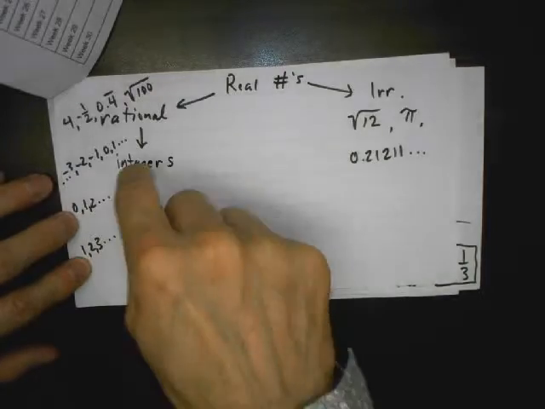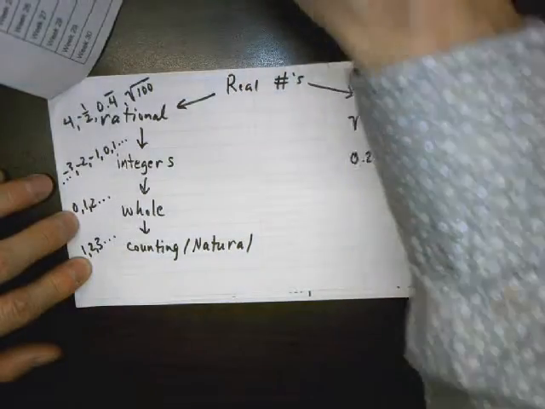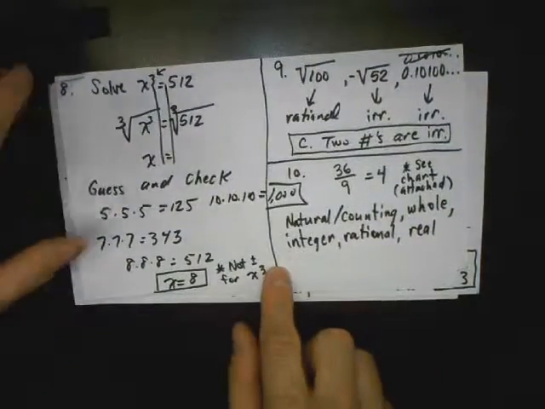So anyways, since our number is simplified to 4, it is a counting number. If it's counting, it has to be whole, integer, rational, and all numbers in 8th grade are real. So that's our answer for this one.